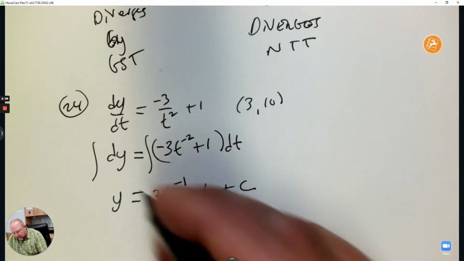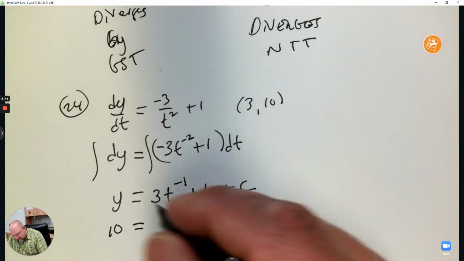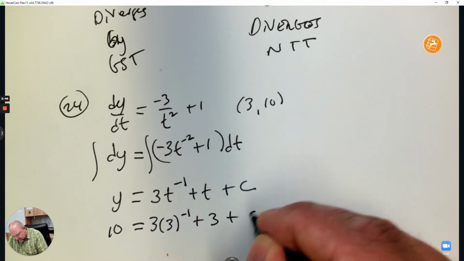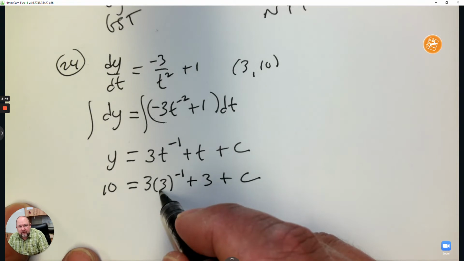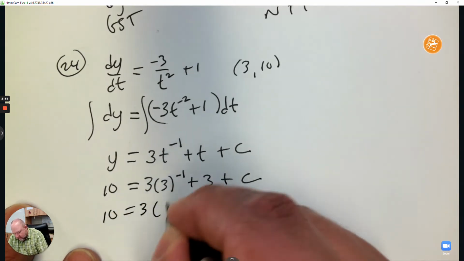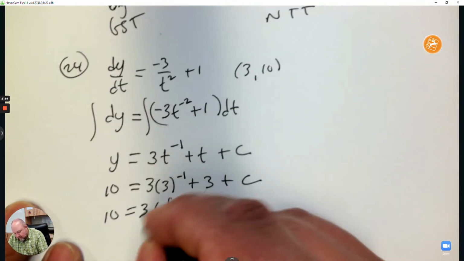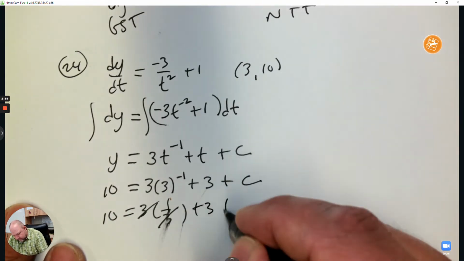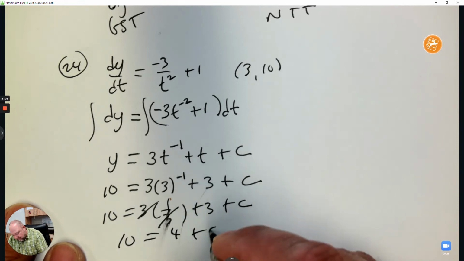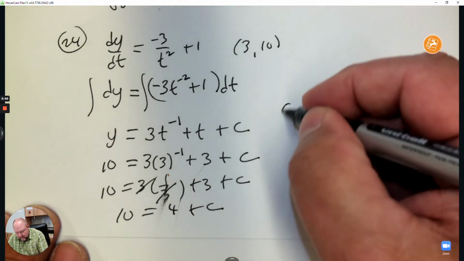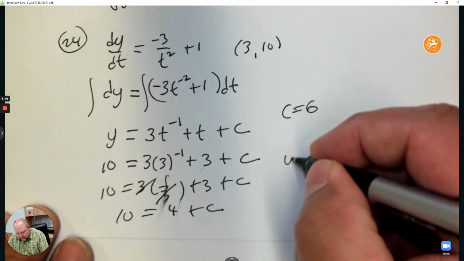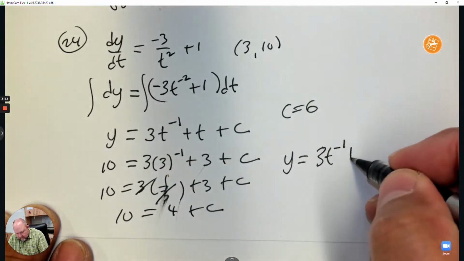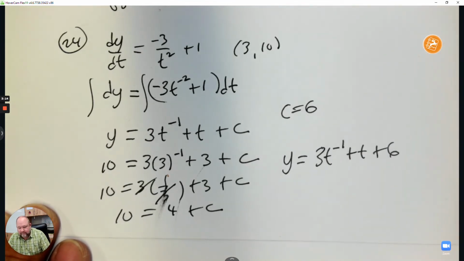If it contains that point, then y is 10 and t is 3. And then we'll solve for c. 3 to the negative 1 is 1/3. So I want you to see that these cross out and leave you with 1. So what we have is 1 plus 3. That's 4. Take away, you can see that c equals 6. So the equation then, come back here, and you have your equation.